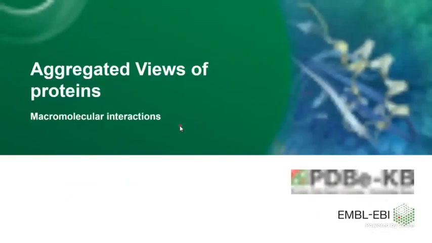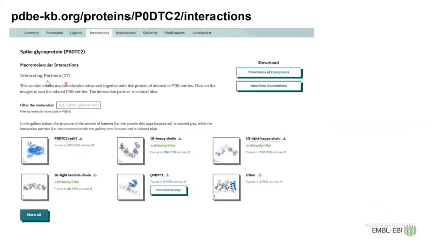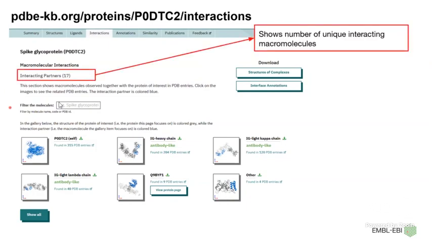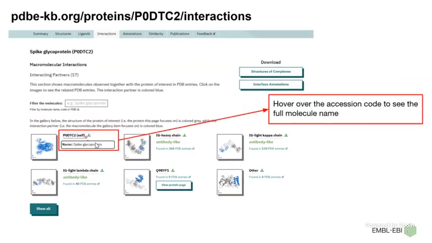Moving on to the aggregated view of proteins, you have molecular interaction information. This is how the interaction page looks, and this section gives you the details about the macromolecules which interact with the protein of your interest. Here you can see that there are 17 unique interacting partners. You can filter these results by molecule name, PDB ID, or UniProt accession. If you hover over them, you can see the full name of the protein.